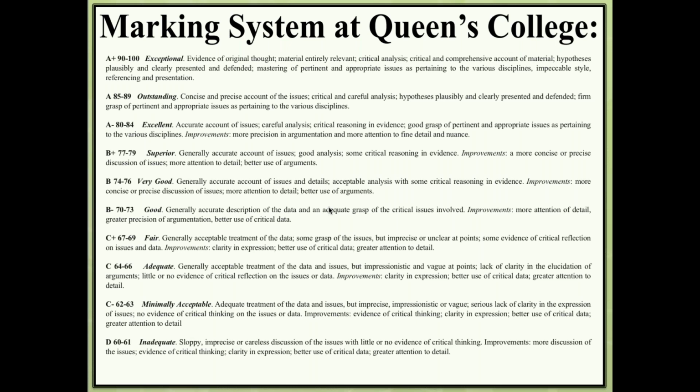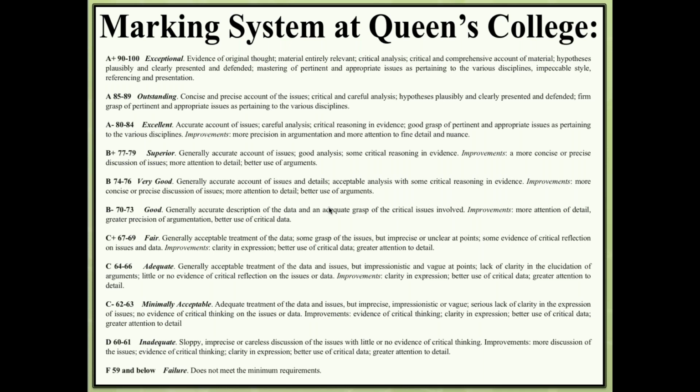60 to 61 is a D, inadequate, sloppy. It's a bare pass, sloppy, imprecise, or careless discussion of the issues with little or no evidence of critical thinking. Improvements, more discussion of the issues, evidence of critical thinking, clarity in expression, better use of critical data, greater attention to detail. And then 59 and below would be failure. It does not meet the minimum requirements.